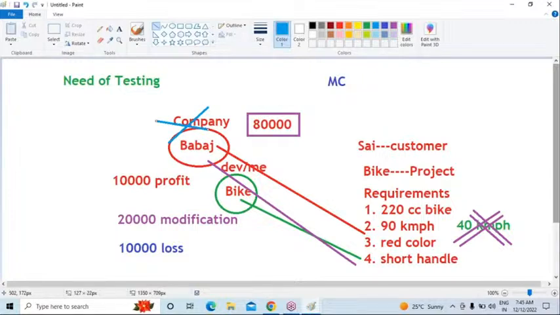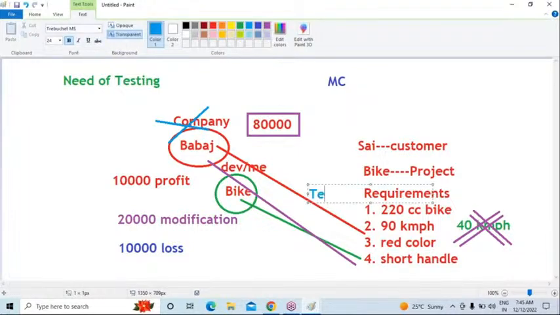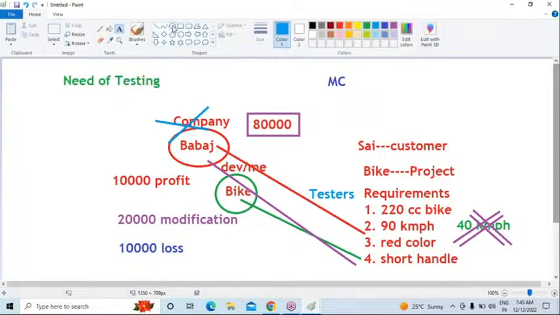So in order to overcome this situation, the company people are recruiting testers. Now the tester is going to perform testing on the bike before it is delivered to the end user or the customer, to check whether it is meeting all the requirements or not. So this is the situation where testing comes into the picture.